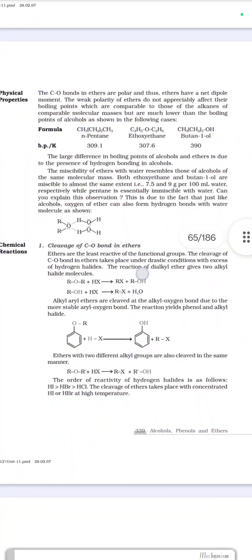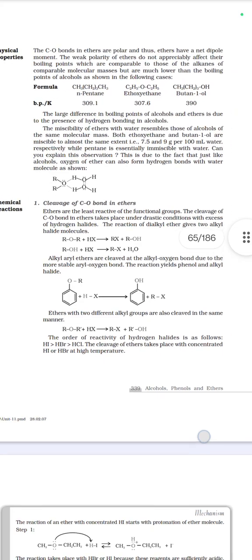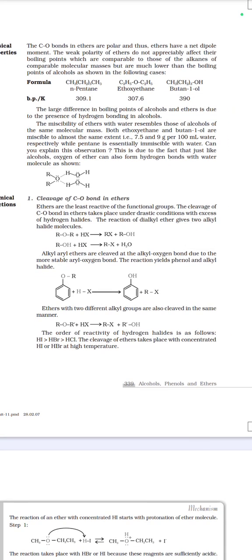Physical properties. The carbon-oxygen bonds in ether are polar and thus ether have a net dipole moment. The weak polarity of ether does not appreciably affect their boiling point, which are comparable to those of the alkanes of comparable molecular masses but are much lower than the boiling point of alcohol, as shown in the following cases. Formula: n-pentane, ethoxymethane, butanol. Boiling point 309, 308, 390. The large difference in boiling point of alcohol and ether is due to the presence of hydrogen bonding in alcohol.